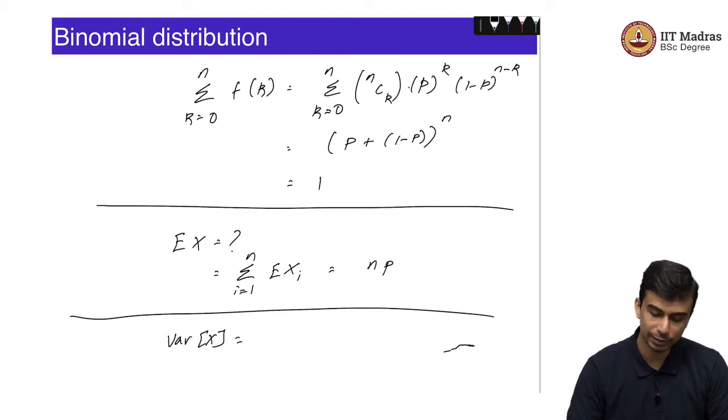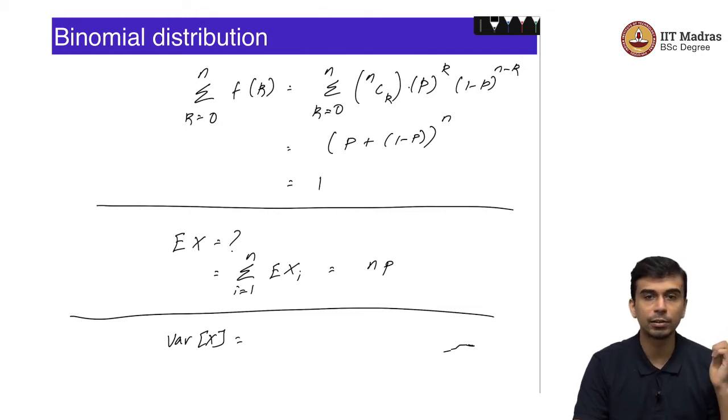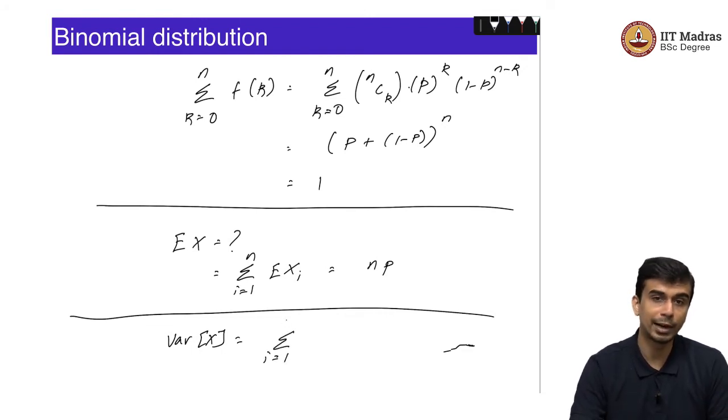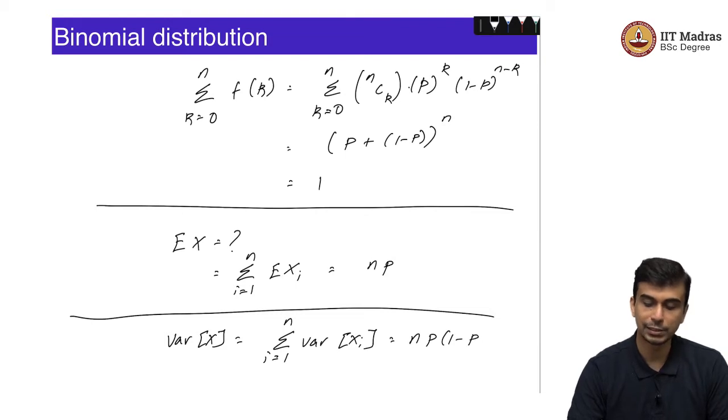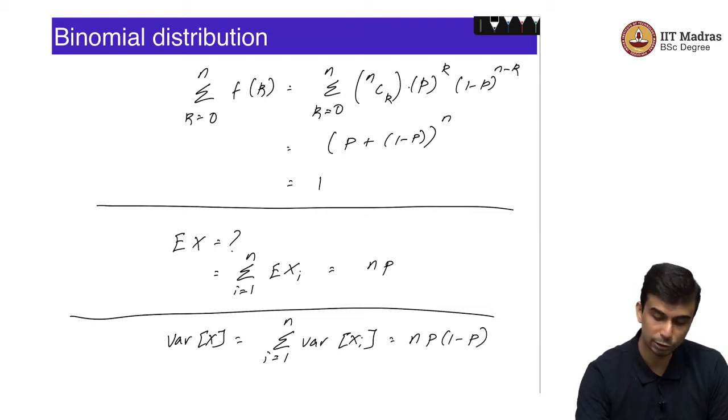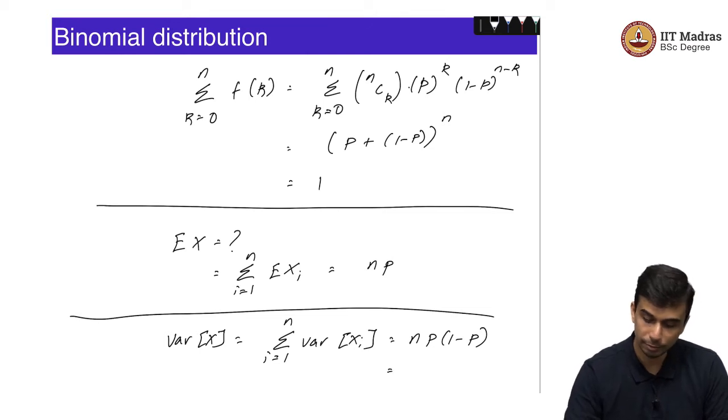What about the variance of X? This requires an important property of variance, that the variance of the sum of independent random variables is equal to the sum of the variances. And in this case they do happen to be independent. So, variance of X is equal to the sum over i equal to 1 to n of variance of Xi, and variance of Xi is p into 1 minus p. So, you have n such terms, put all of that together, you get np(1 minus p).